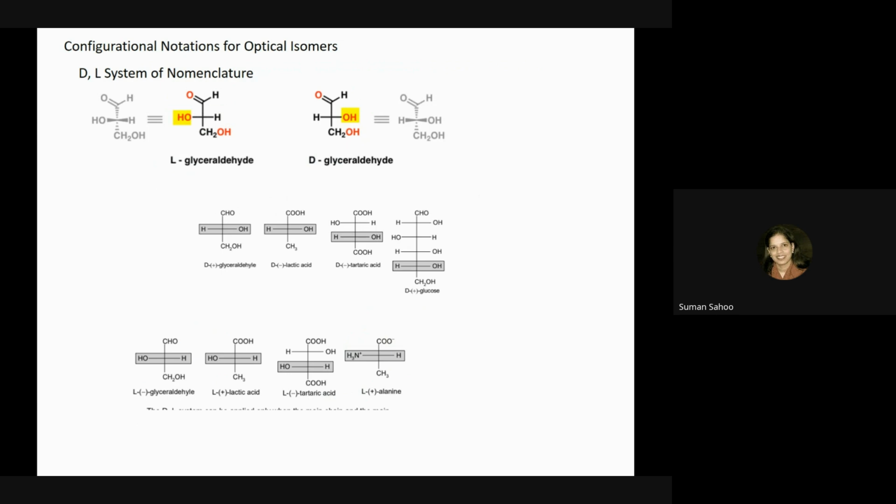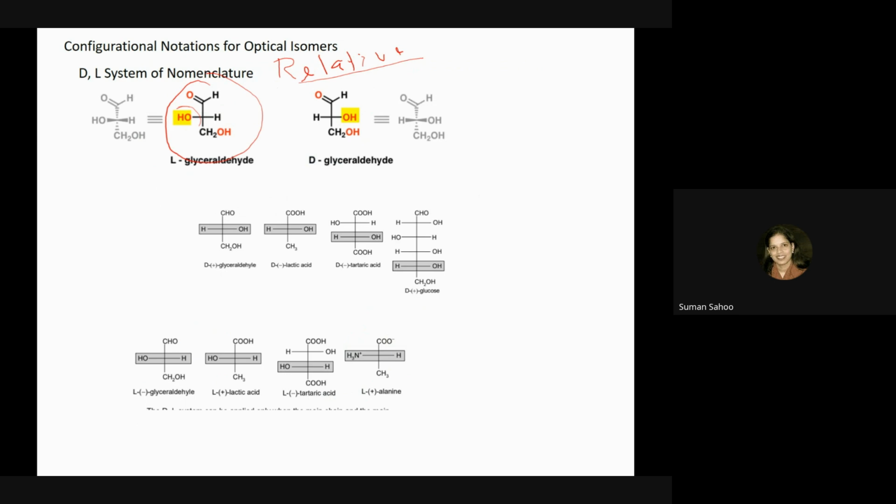So here, there are two types of nomenclature. One is your relative nomenclature, which we have discussed in the last class also. So in case of relative configuration, that is your DL system of nomenclature, glyceraldehyde is taken as your standard. So in that case, in L-glyceraldehyde, the OH group is on the left side, and in D-glyceraldehyde, the OH group is on the right hand side.